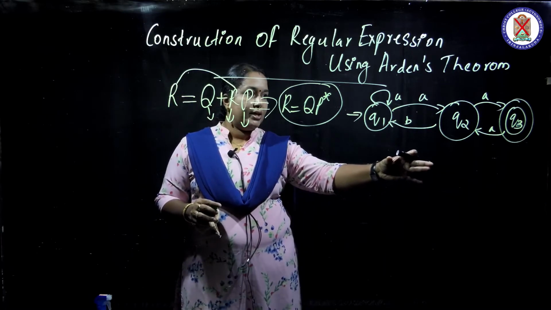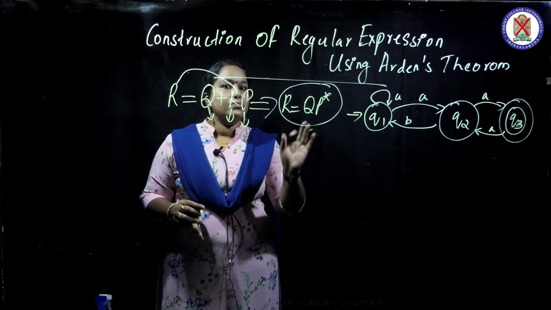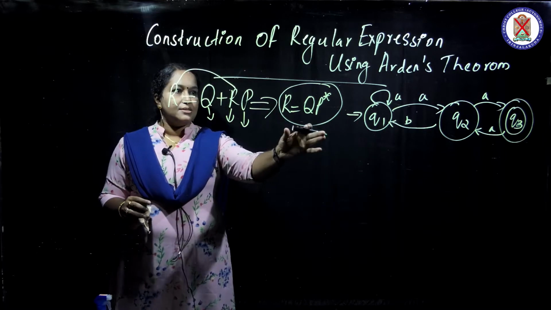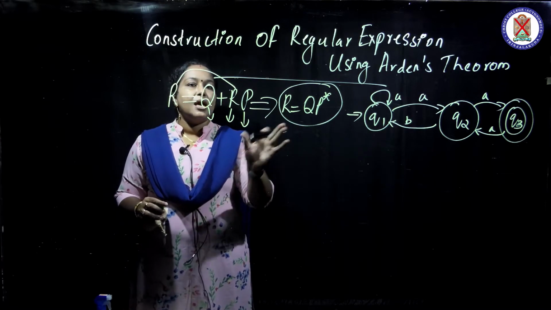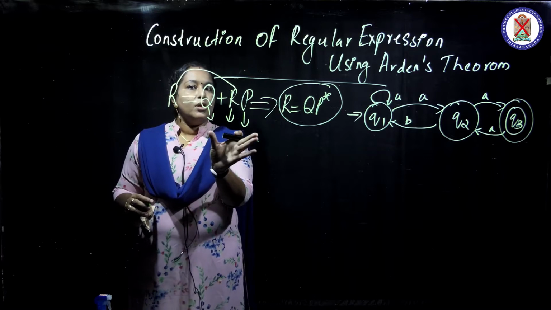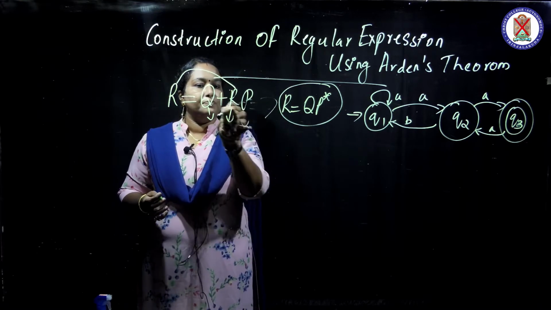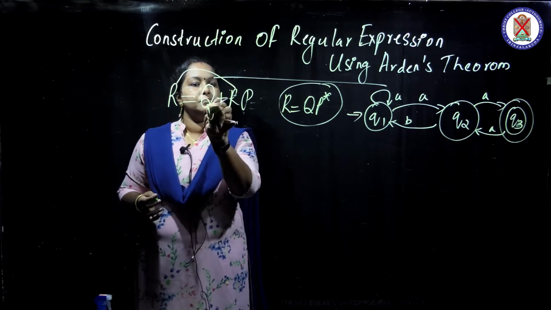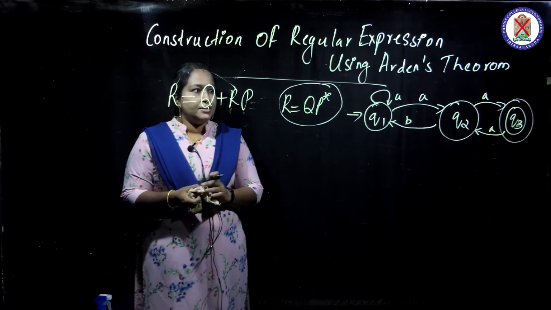If we are given a DFA or NFA, to convert it into a regular expression, we use the famous identity, that is Arden's Theorem, R is equal to QP star. So you must keep in mind: R is equal to Q plus RP, R is equal to what? QP star. So I am leaving the identity here.